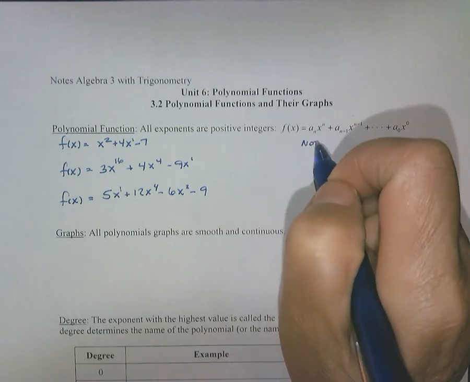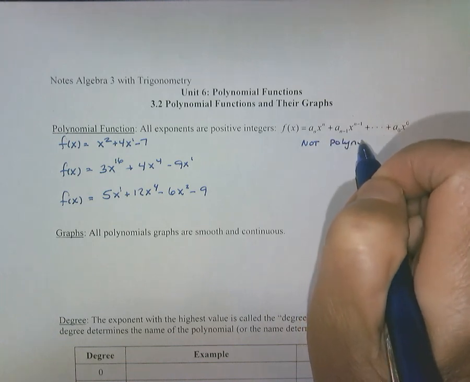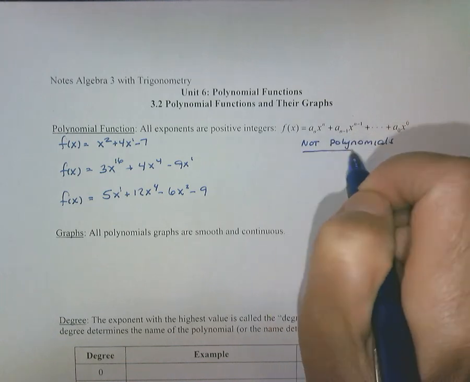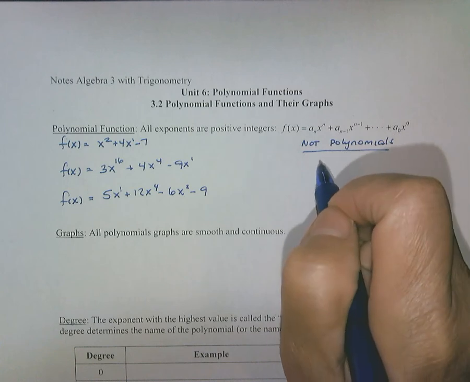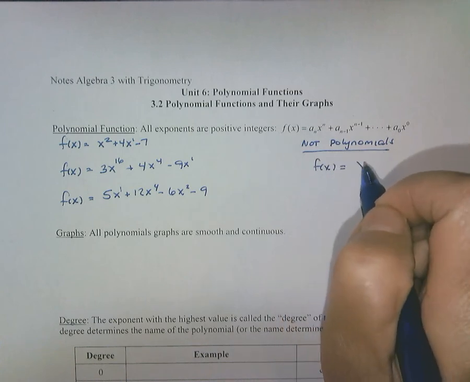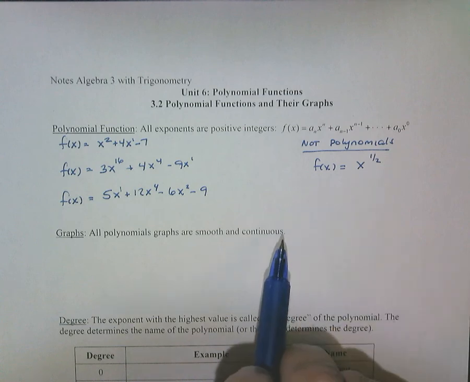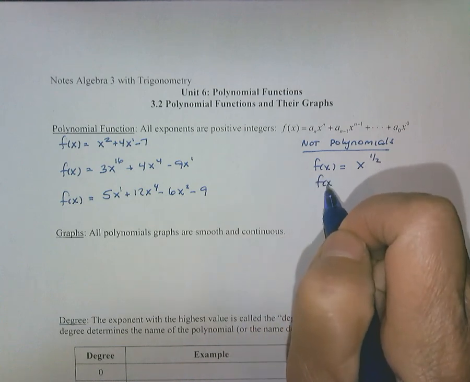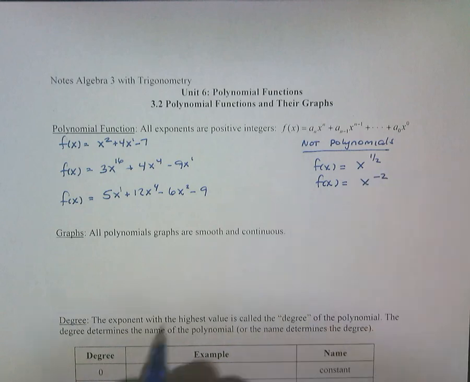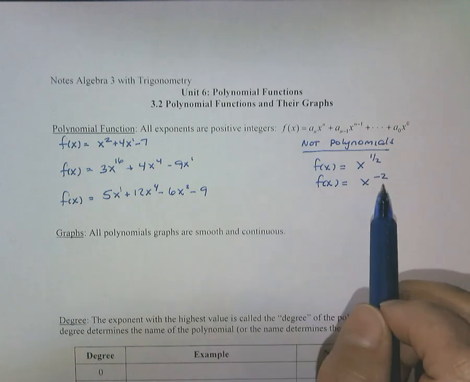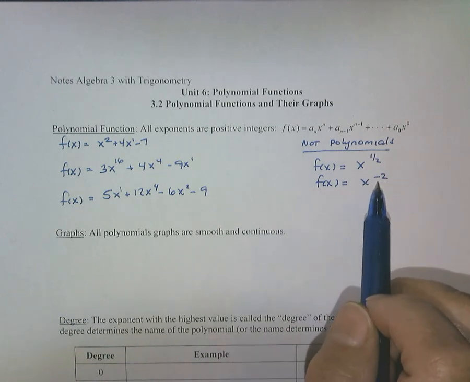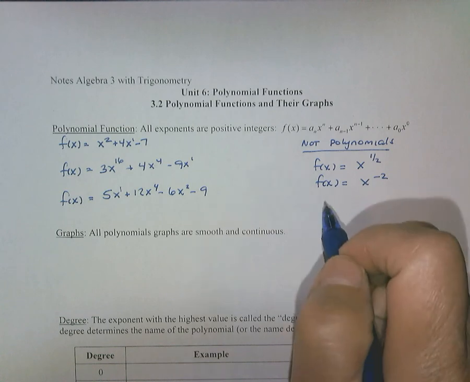To give you an example of what are not polynomials, could be something like this. F of x equals x to the 1/2. So that exponent is not an integer. Or it could be f of x is equal to x to the negative 2. That's a negative integer, negative 2. So that's not a polynomial.